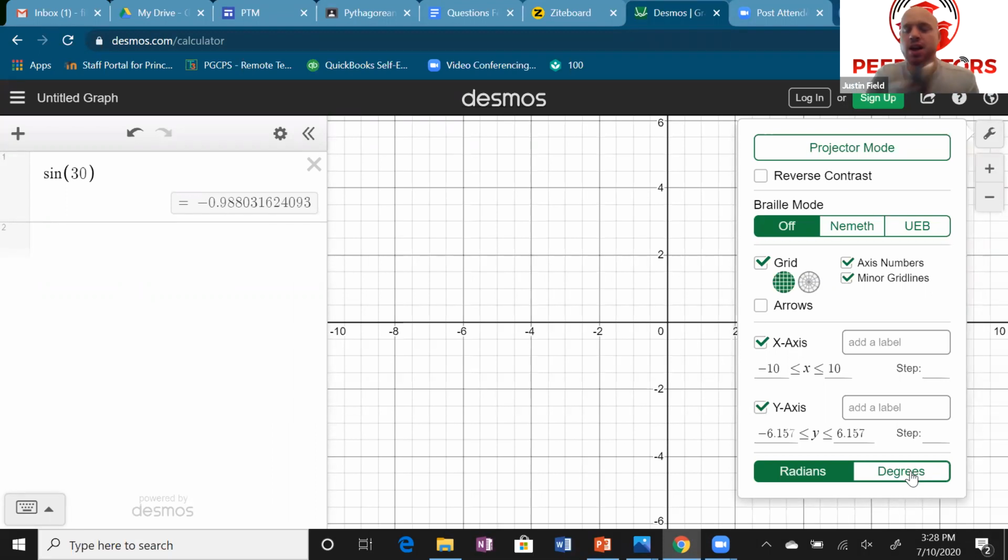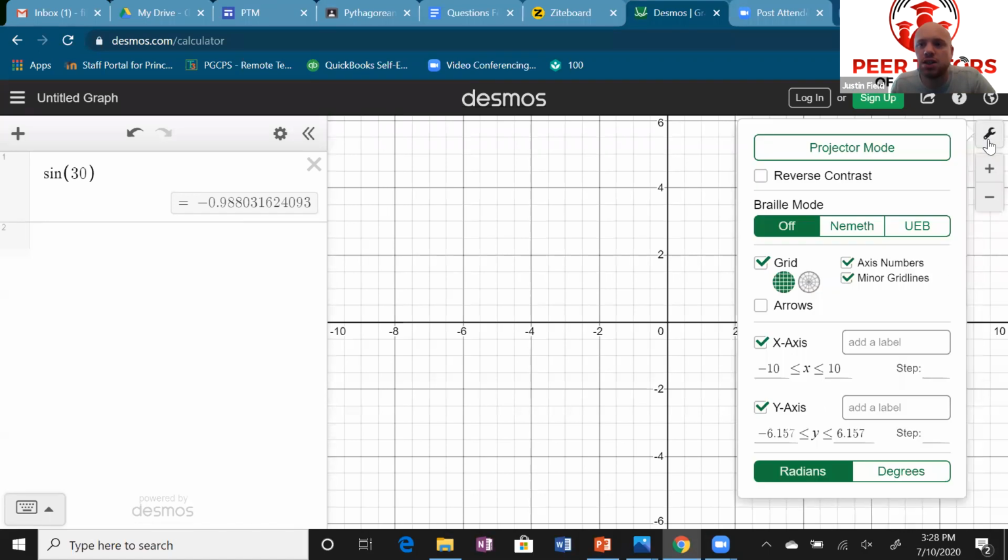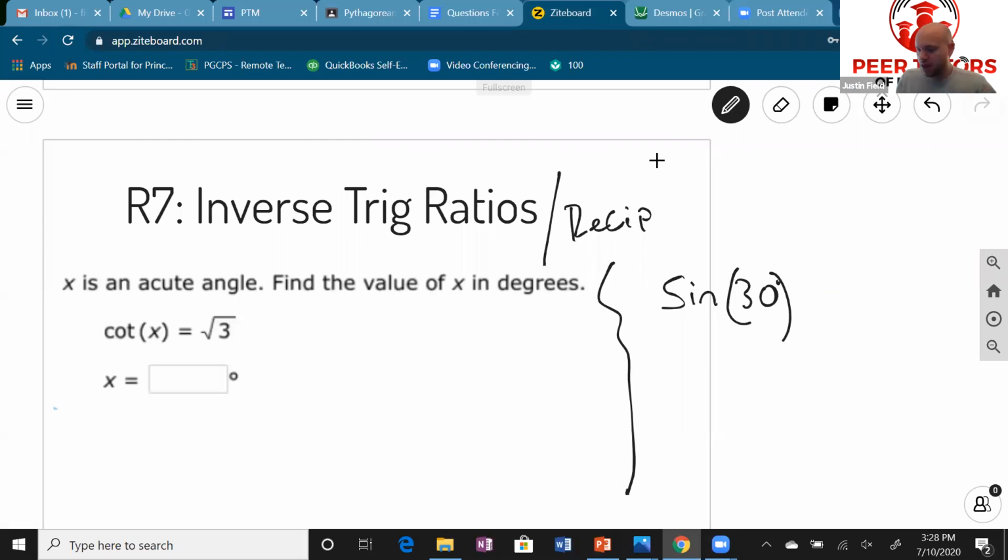Write that down. And if you're on Desmos here, then what we do is we click this little wrench, and then we switch it to degree mode there. That's what it's supposed to be. The sine of 30 degrees is 0.5. So I know that. Now you know that. The sine of 30 degrees is 0.5.